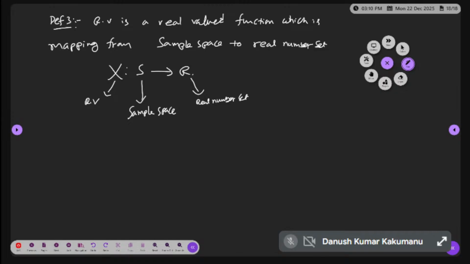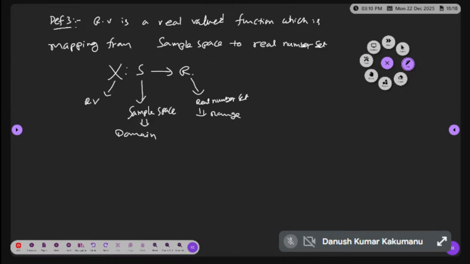Sample space to real number set. The sample space is called what? Domain or range? Is it domain or range? Domain. Yes or no? Input is the domain. Output is what? Range. This is a range.